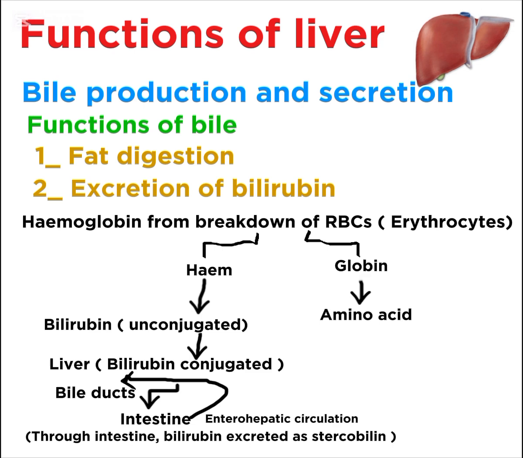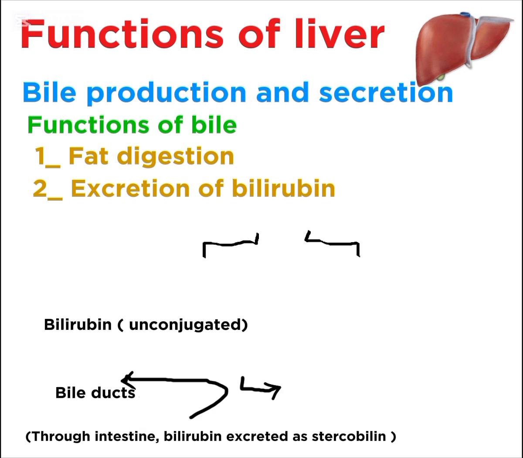Some bilirubin also goes through the kidney through blood circulation and is excreted as urobilinogen. So in this way, bile helps in the excretion of bilirubin that is very important to prevent jaundice, that is yellowing discoloration of skin and mucous membrane due to excess bilirubin in the blood.